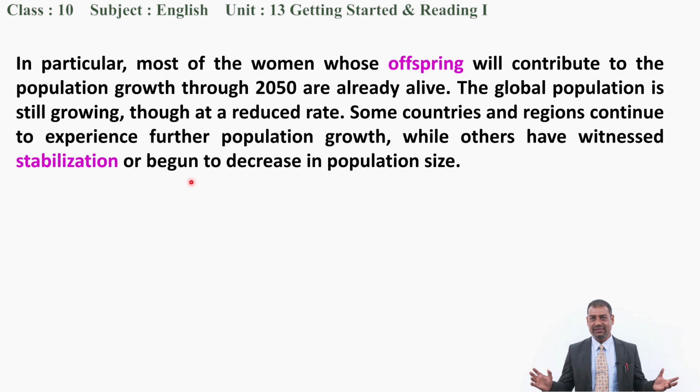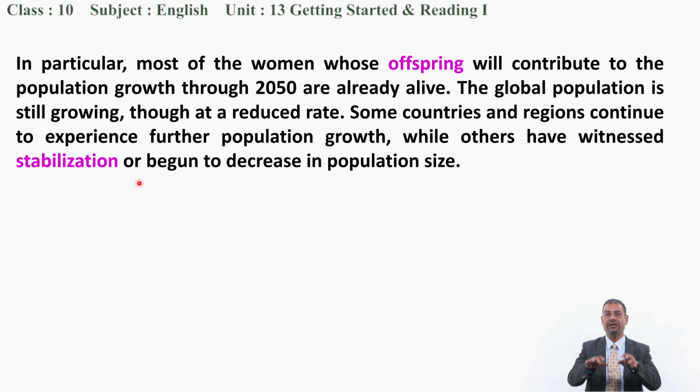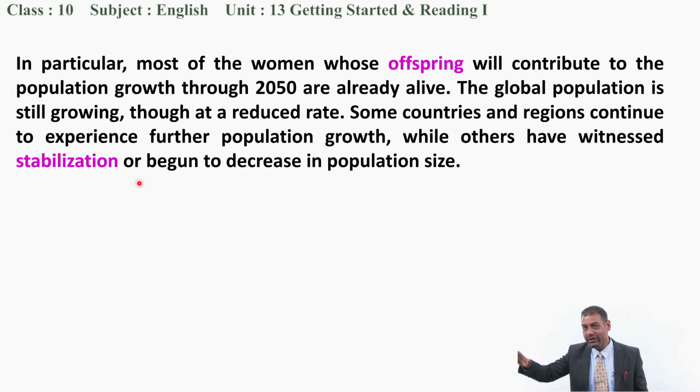So what does it mean? See, it remains stable. It does not go up, it does not go down. That type of trend is stabilization. Or begun to decrease in population size. See, there is the option of stabilization, remaining stable, or the population will go down, not increasing but decreasing. So, have you got the main ideas of this paragraph?